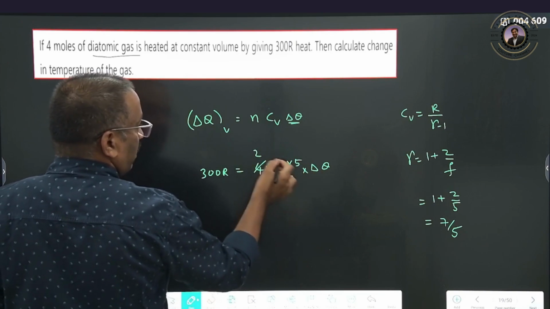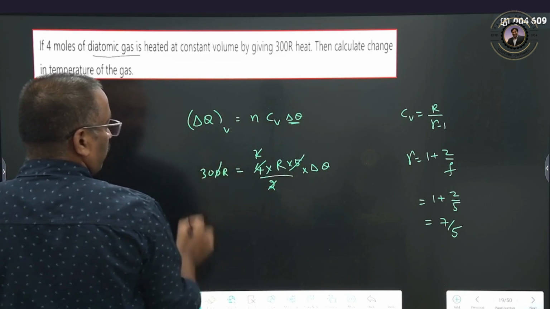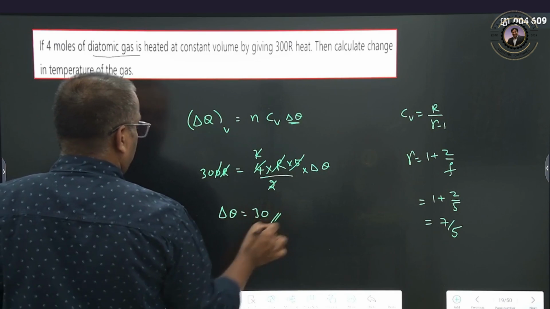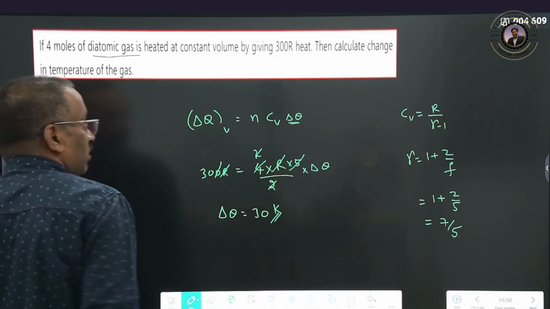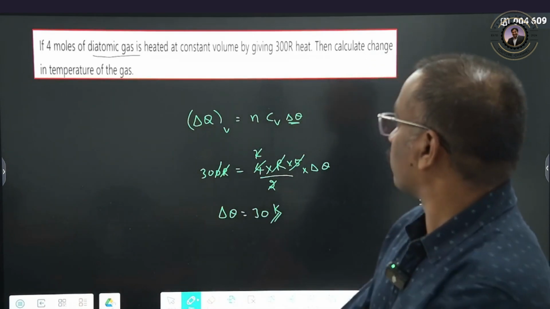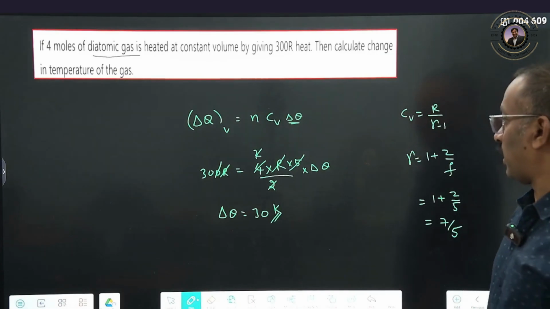Therefore here it is 2. So this is 10, and these 2 cancel, it is 0. Therefore this R also cancels. Delta theta is nothing but 30 Kelvin. A change in Celsius will also be the same. Clear? Now let us go for one more question.